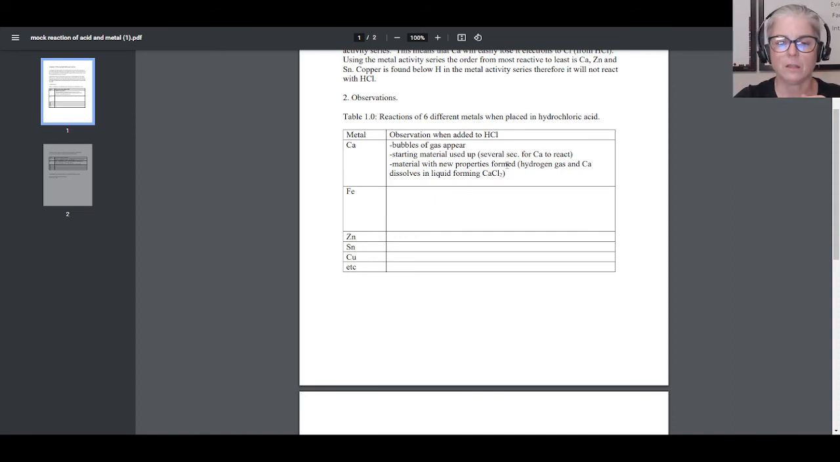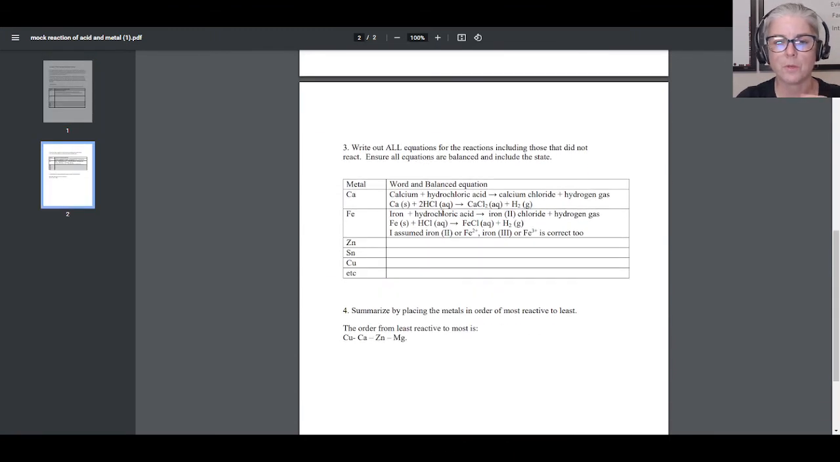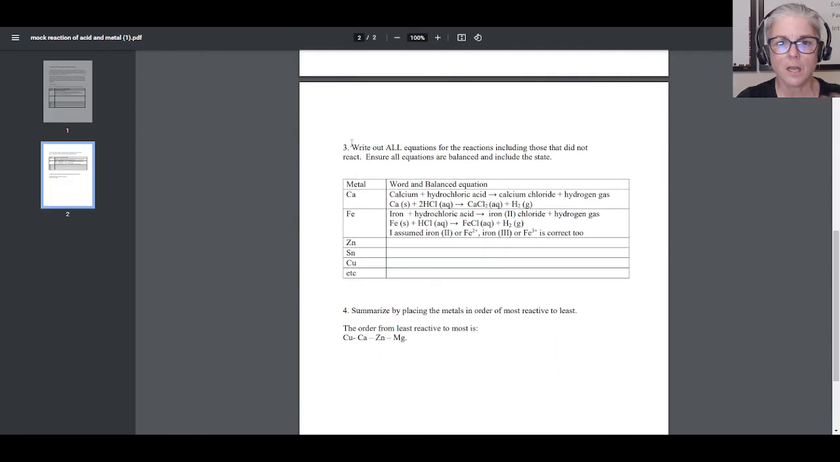But I'm telling you that there is one for sure that does have a fourth sign, and I'll be watching for that if you want the level four. So then number three says write out all equations. So all equations are both word and balanced.